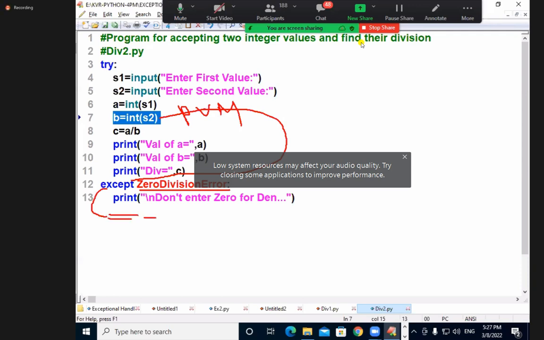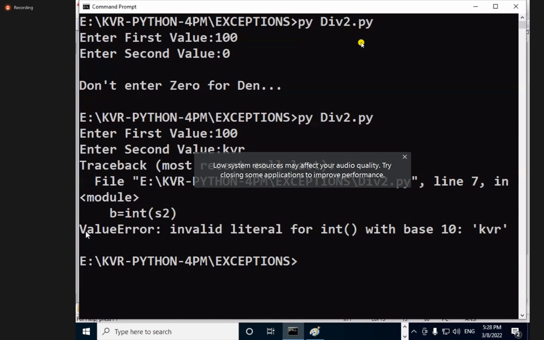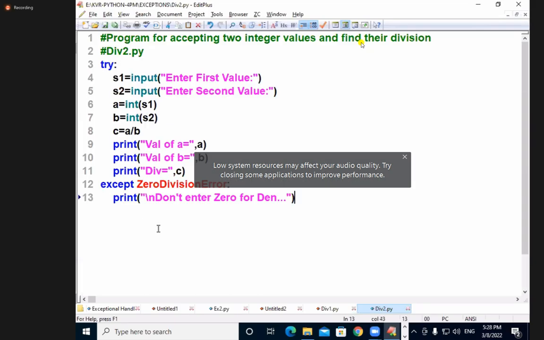It is looking for another except block. Have you written another except block here? No. Simply PVM is telling, programmer, you did not write anything, so I am going out of it and I am giving my own message. Yes or no? Yes. Let us see this, students. Which message am I getting? ValueError. That means is it necessary to add one more exception or not? Yes.